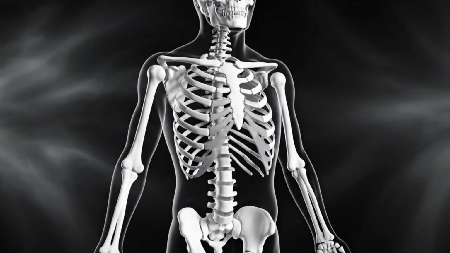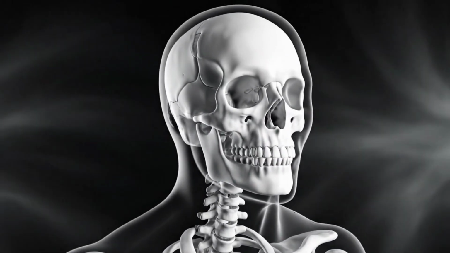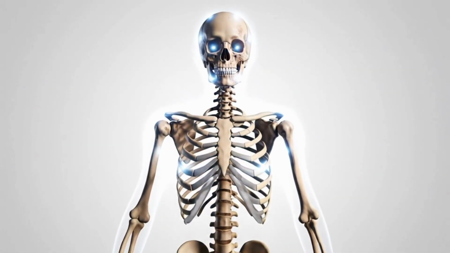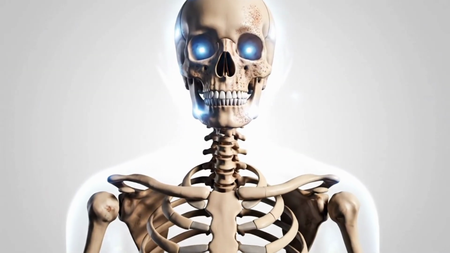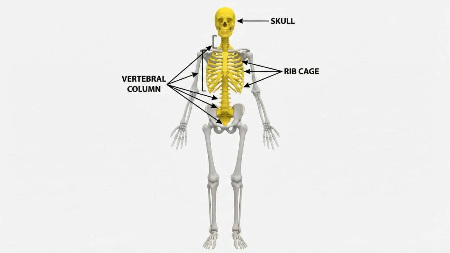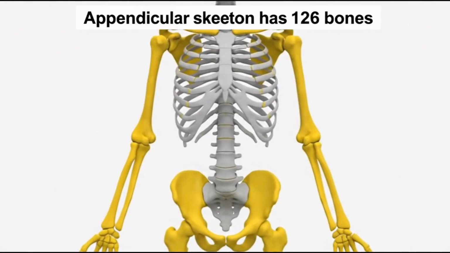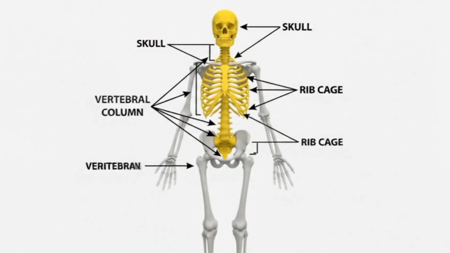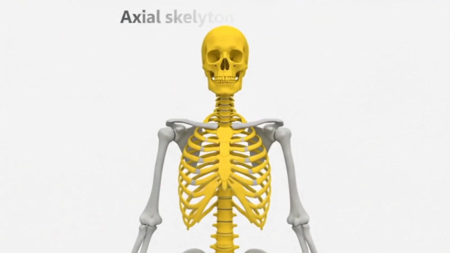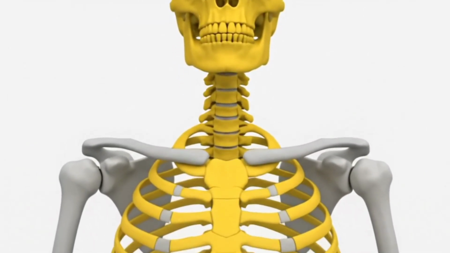Today in this video, we are going to discuss how many bones are present in the human body. First of all, the human skeleton is divided into two main parts, appendicular skeleton, axial skeleton. We have already discussed the definitions of these two skeletons in our previous video. We also discussed that the appendicular skeleton has 126 bones, the axial skeleton has 80 bones. In this video, we will learn where these bones are located and what their names are.